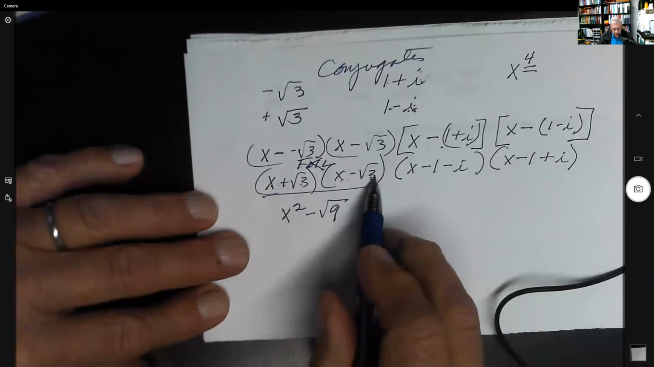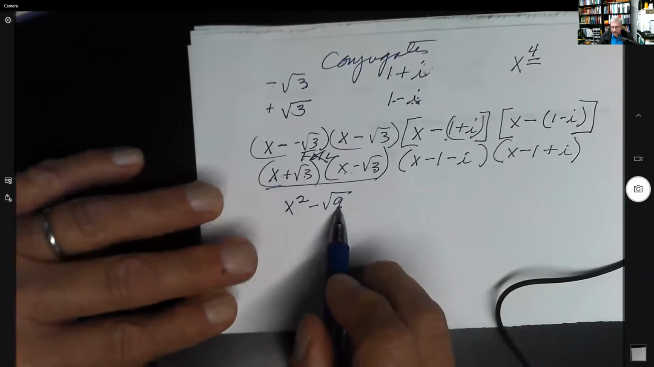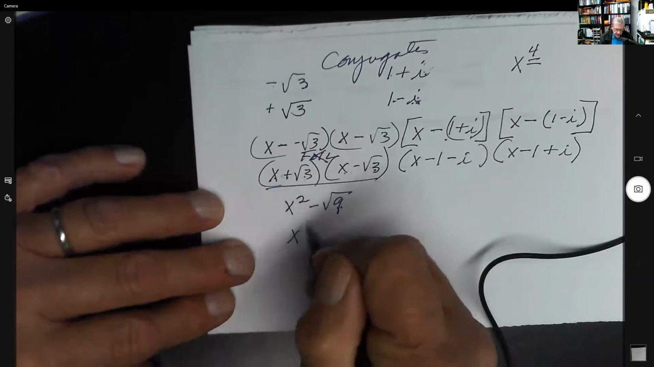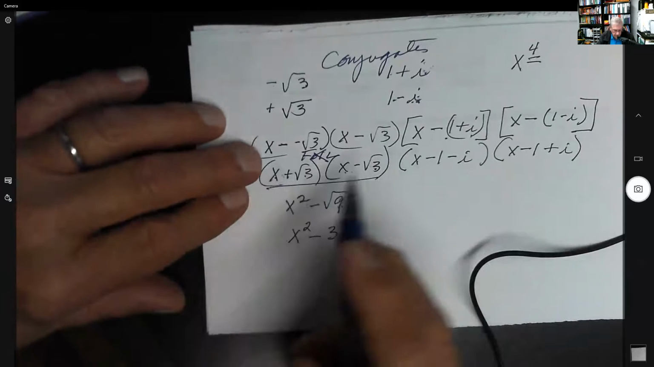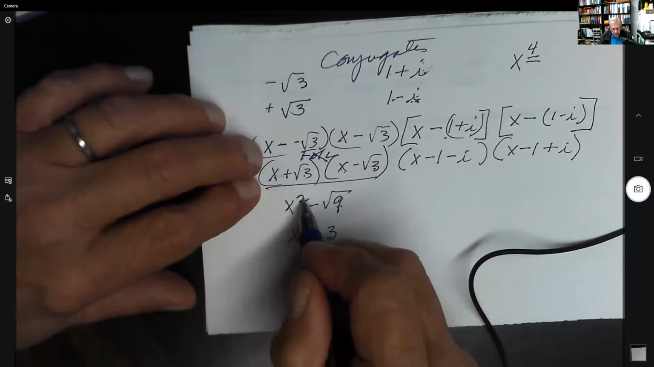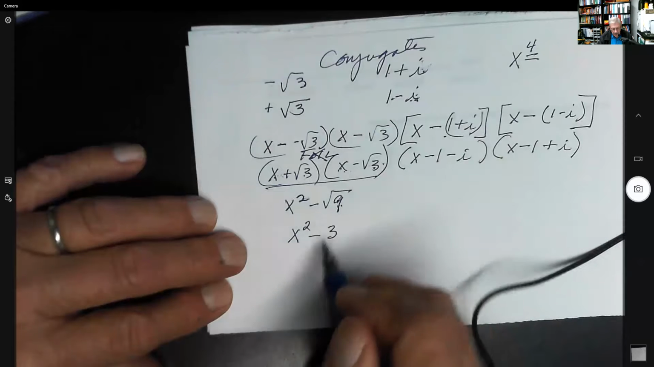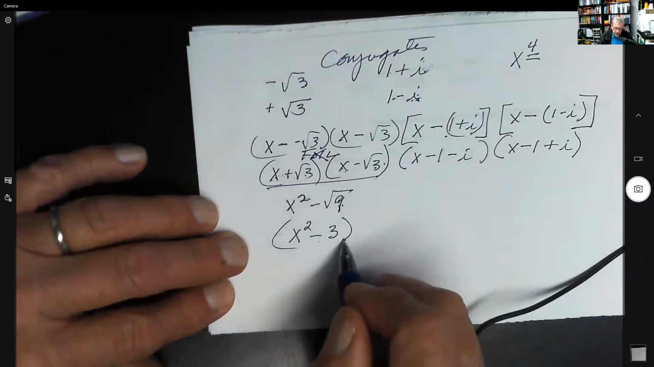Radical 3 times radical 3 is radical 9. But the square root of 9 is what? 3. So this is x squared minus 3. I'm doing a short FOIL: first times first, last term times last term, and then simplifying it. So that's what this group would give me.